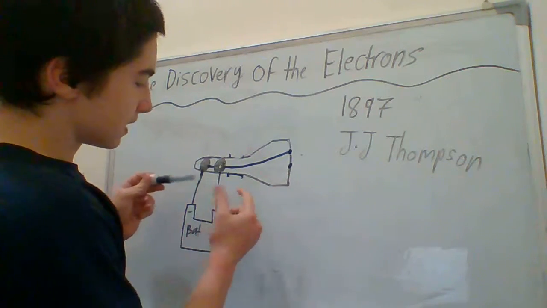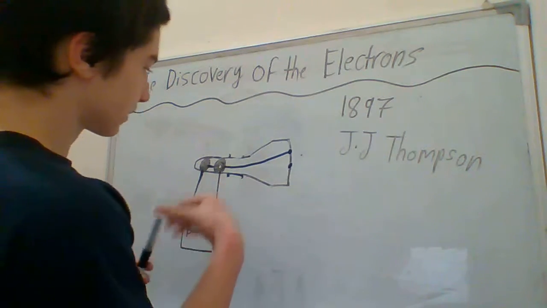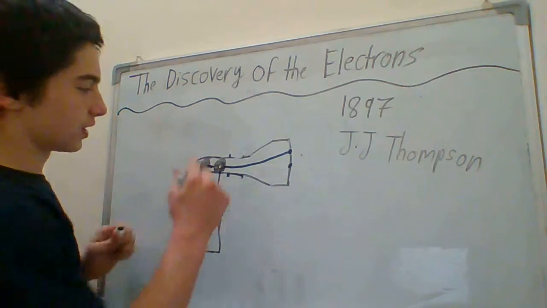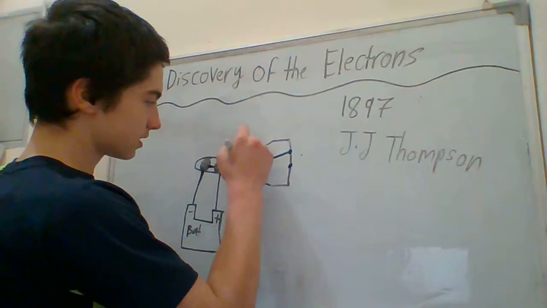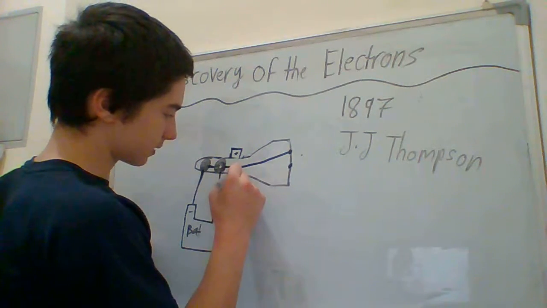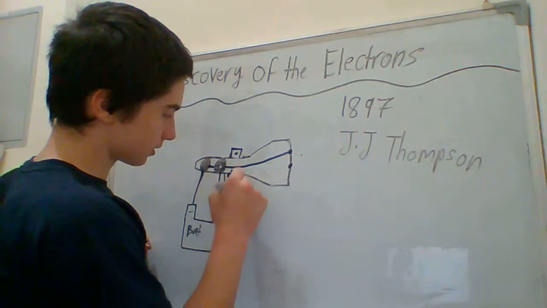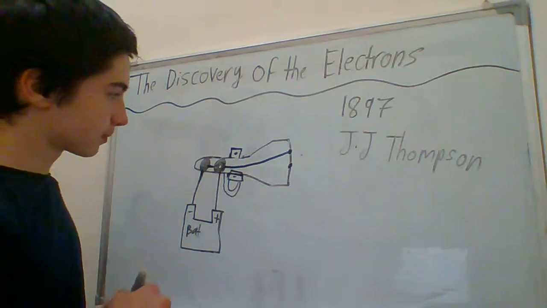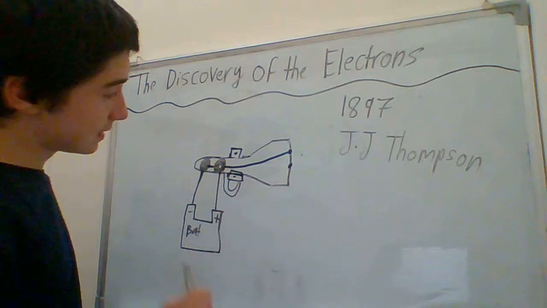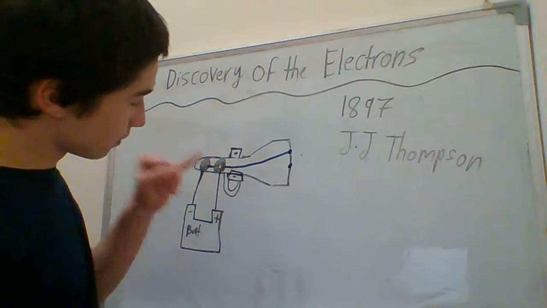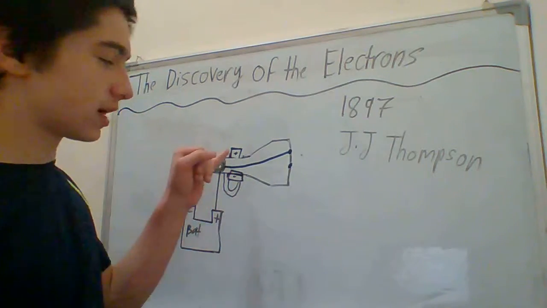What happens is that when the ray goes through, it will again get attracted to what? To the positive side. So let's say this is the positive side and the negative side is here, again from the magnet. It will look something really weird. So what happens again? He sees that the ray is deflected from the negative and attracted to the positive.